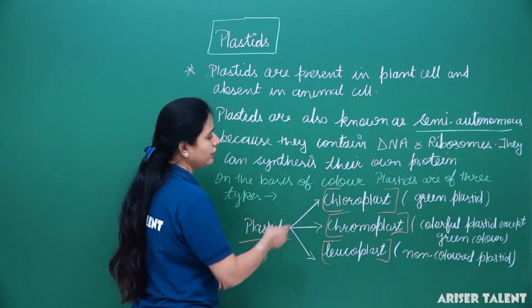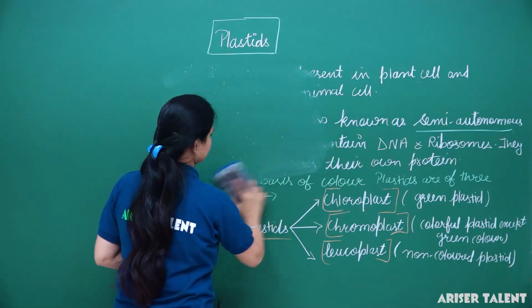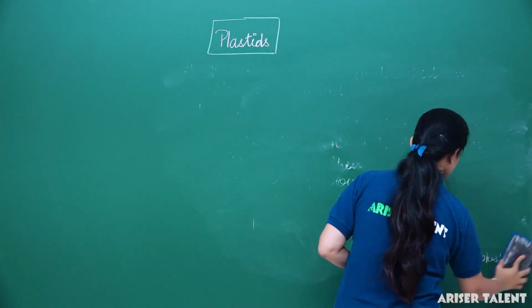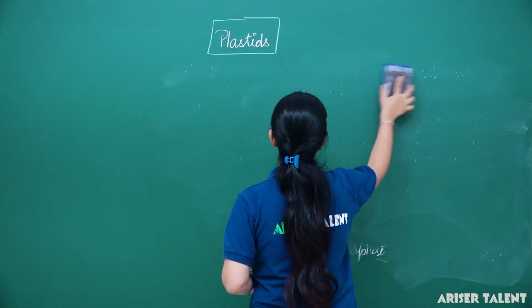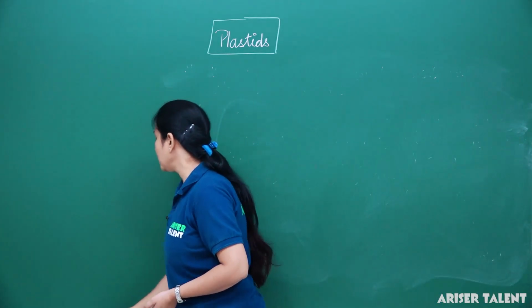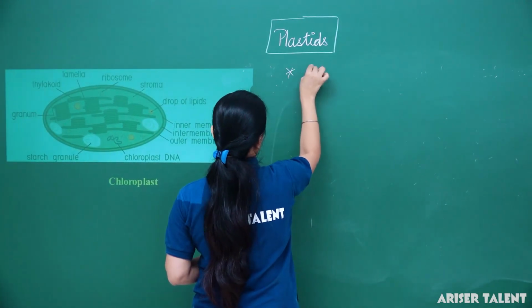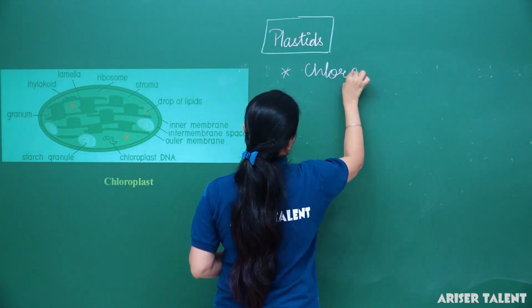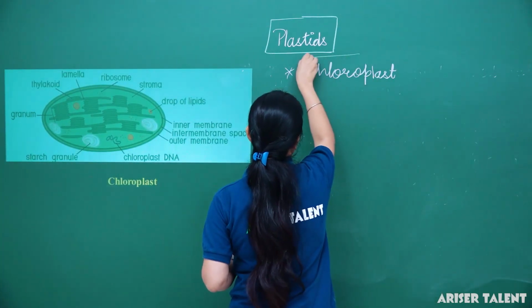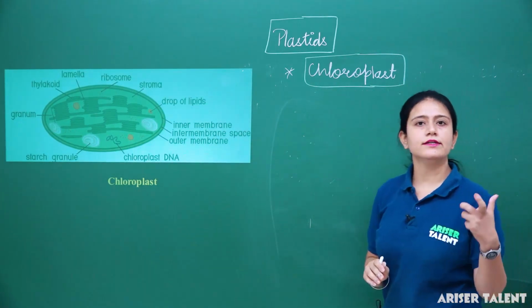Now first of all we will talk about chloroplast. Here we have the structure of chloroplast. If we talk about the chloroplast, then this is a type of plastid.